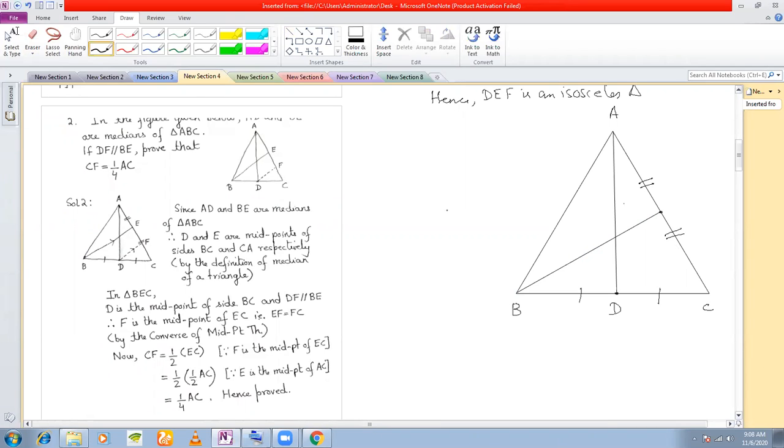DF parallel to BE. So which one is E and which one is F? So this is DF. There's a line here that they have called DF, and they have given that these two are parallel to each other. DF parallel to BE. So these two are parallel to each other. They have given. You need to prove that CF is 1/4 of EC. Very interesting problem here.